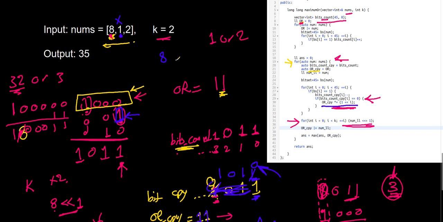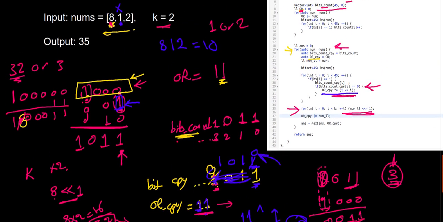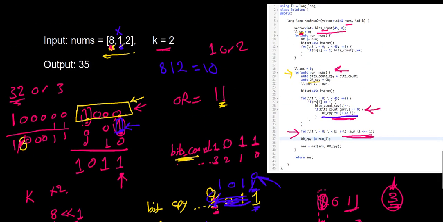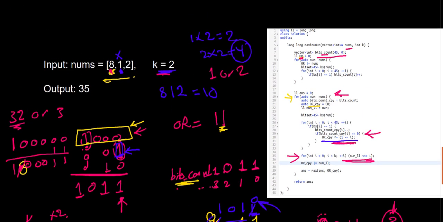So if you do 8 OR 2, the answer is 10. Now we have the OR value equal to 10, and we have the element 1. We need to apply k 2 times, or multiply 2 times by 2. So 1 multiplied by 2 equals 2, and 2 multiplied by 2 equals 4. So we OR this value 4 with the ORing of all elements in the array other than 1, which we just calculated, which is 10.